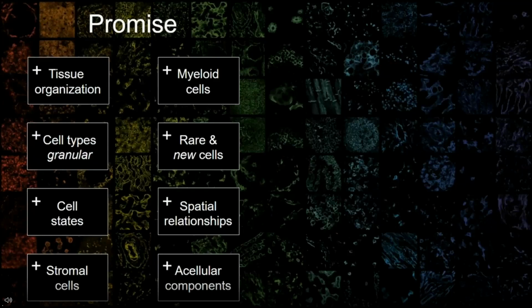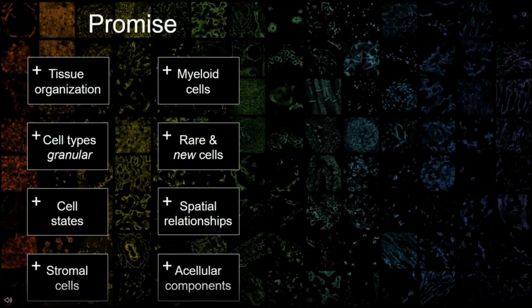And so Marcello and all of you probably realize that these techniques have great promise. And so summarized here, we can look at tissue organization, granular cell types, cell states, stromal and myeloid cells, even discover rare and new cells and look at spatial relationships and cellular components.